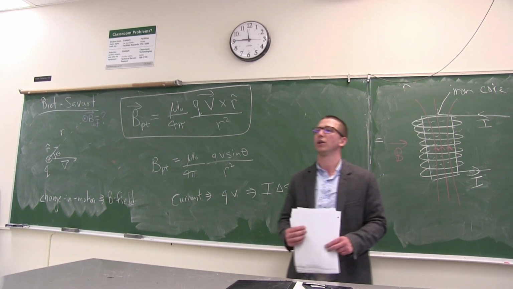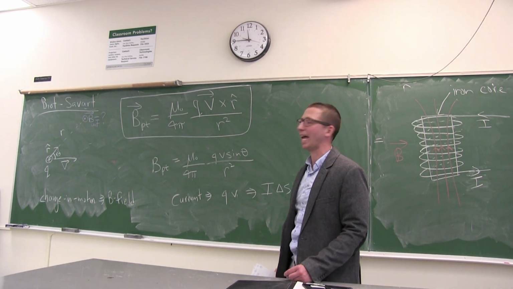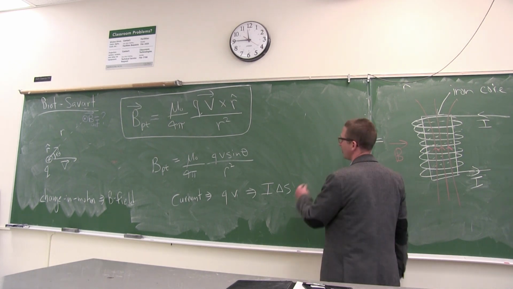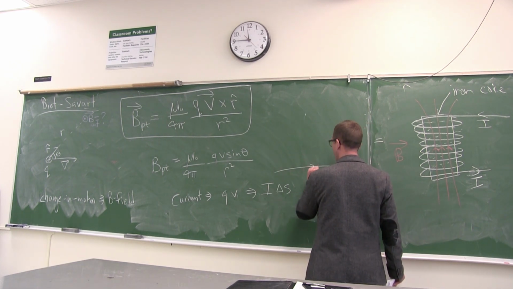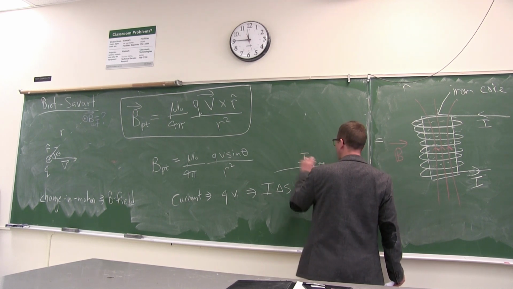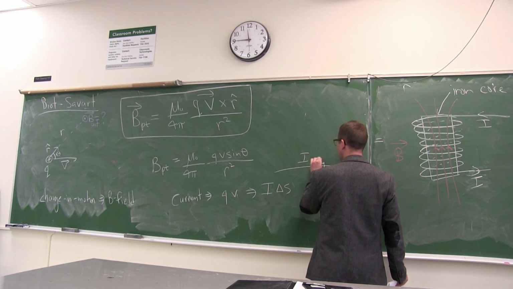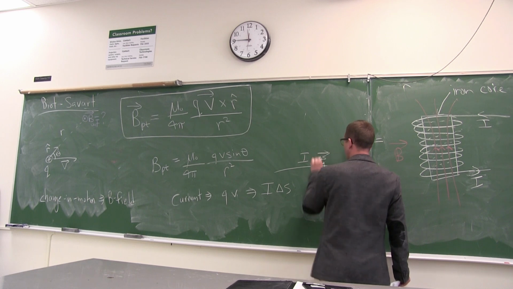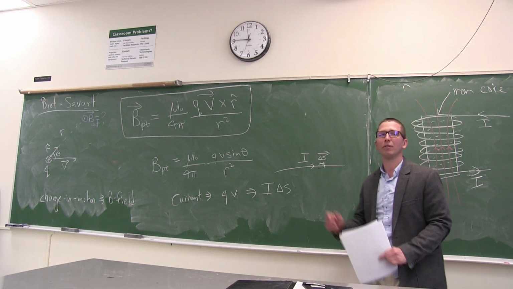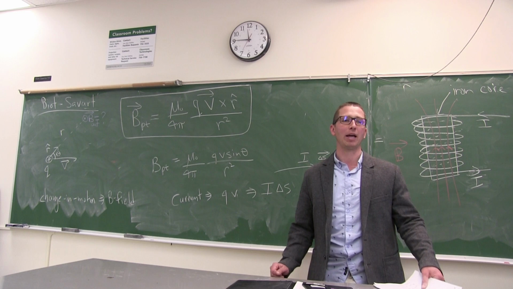Question? What is that? S is just a small length of current. So if I have a current that's moving in this direction, delta S would be that small little vector that points in the direction of the current at that point.